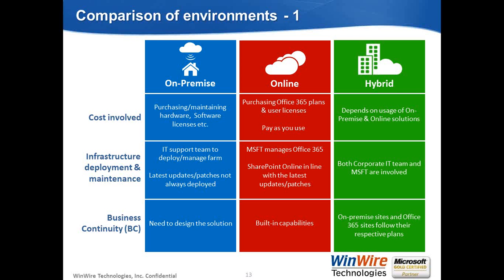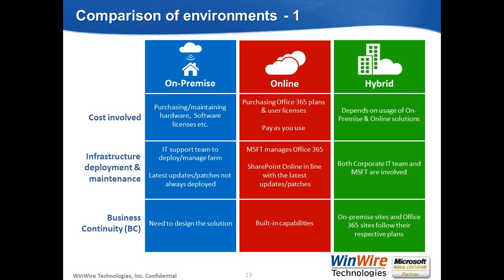Next one, talking about the infrastructure deployment and maintenance. In the on-premise version, the IT support team is deploying and managing the farm. You have the latest updates not really going through because of the policies from the IT team. So the possibility is that a couple of the fixes that come in through the updates or patches may not go into production. In the online space, the Microsoft team is managing Office 365. So SharePoint Online is in line with the latest updates and patches. In terms of the hybrid, both the corporate team and the Microsoft team are involved.